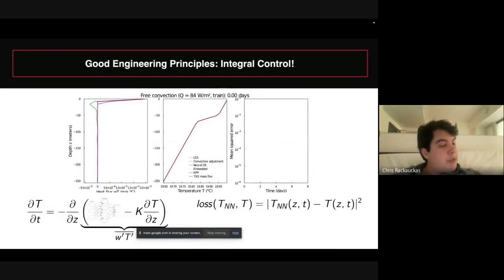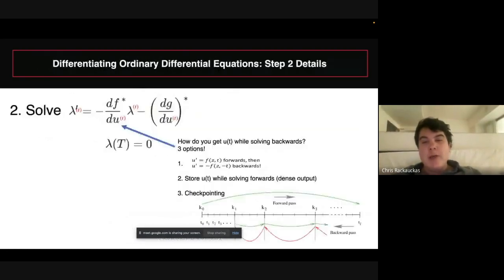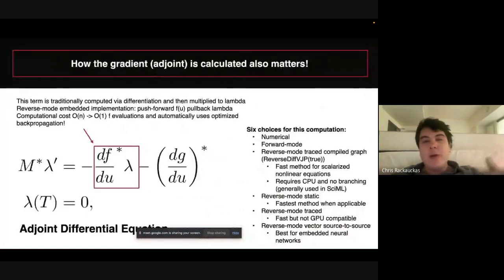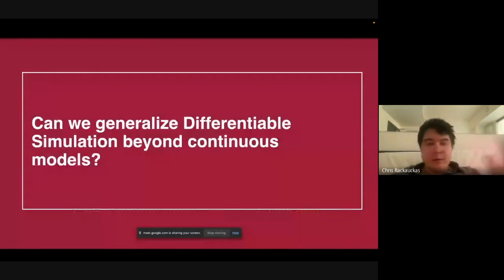So, really ending up at time here, I want to skip ahead. There's a whole section on differentiation and adjoint methods. The key there is that there's more than one adjoint method, and there are things you need to be aware of with numerical stability. But I want to get to this one piece here, which is about, can we generalize this beyond continuous models?